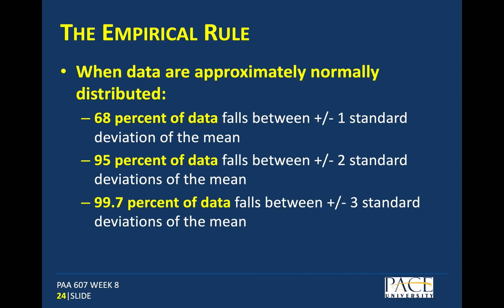So this is basically just an expansion of what we talked about last week. We talked about last week, 95% of our data is between plus or minus 2 standard deviations. The empirical rule is just expanding on that. So now we've got 68% of the data between plus and minus 1 standard deviation, 95% between plus and minus 2 standard deviations, and 99.7% of the data between plus and minus 3 standard deviations. So all we're doing is expanding on what we talked about last week.